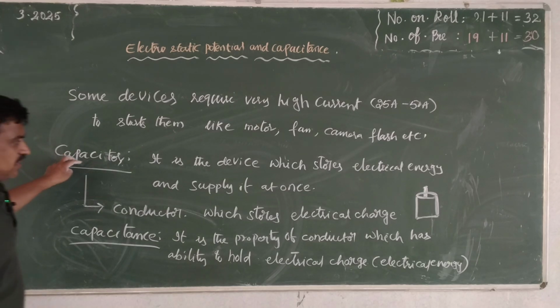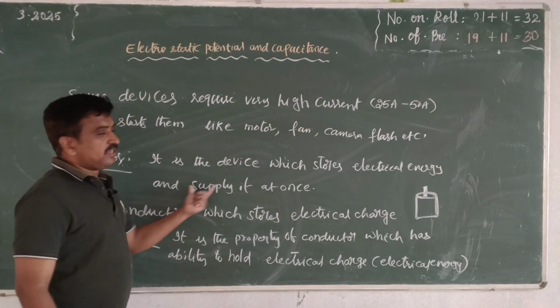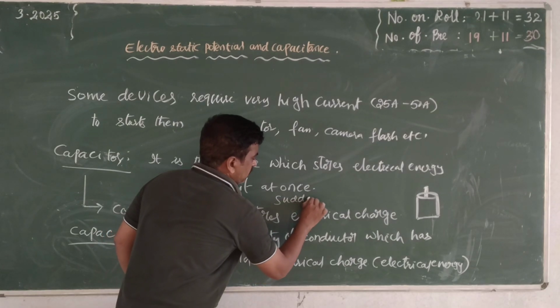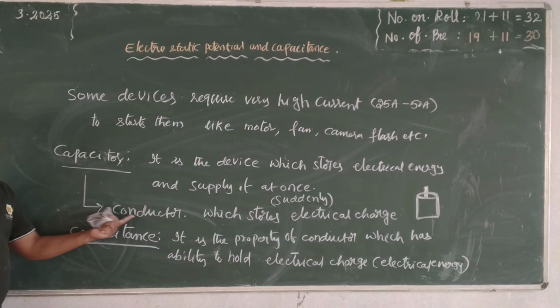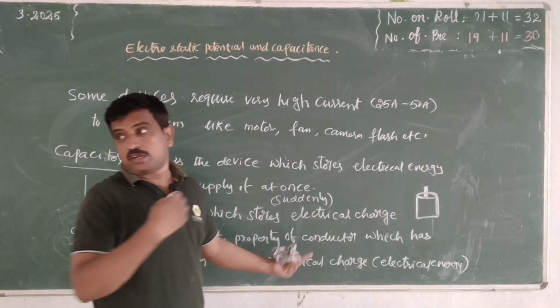See, a capacitor is a device which stores electrical energy and supplies it at once. Supplies it at once means it suddenly supplies energy. Yes? Or a capacitor is a conductor which stores electrical charge in the form of electrical energy.